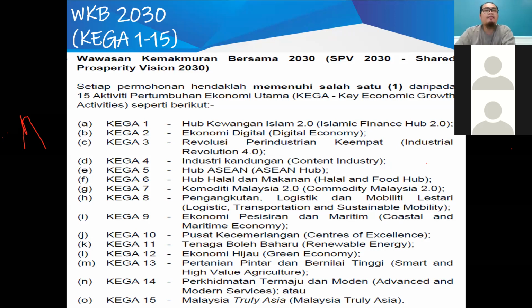Number 1, Islamic Finance Hub 2.0. Number 2 is Digital Economy. KEGA 3, Industrial Evolution 4.0. KEGA 4, Content Industries. KEGA 5, ASEAN Hub. KEGA 6, Halal and Food Hubs. KEGA 7, Community Malaysia 2.0. KEGA 8, Logistics, Transportation and Sustainable Mobility.